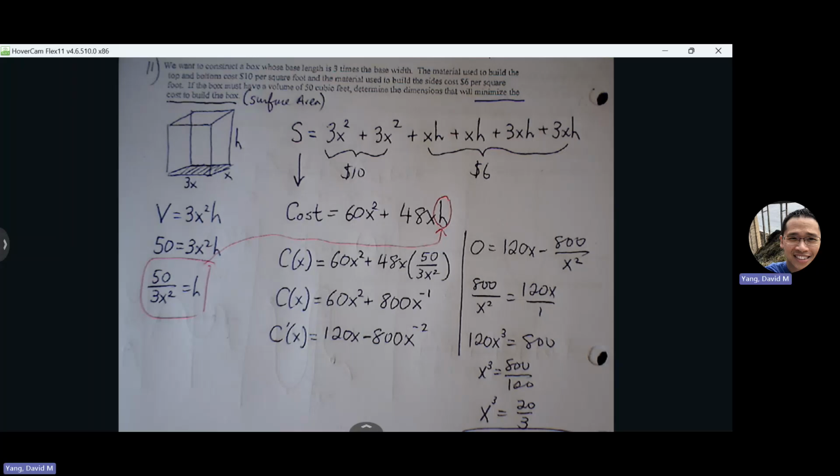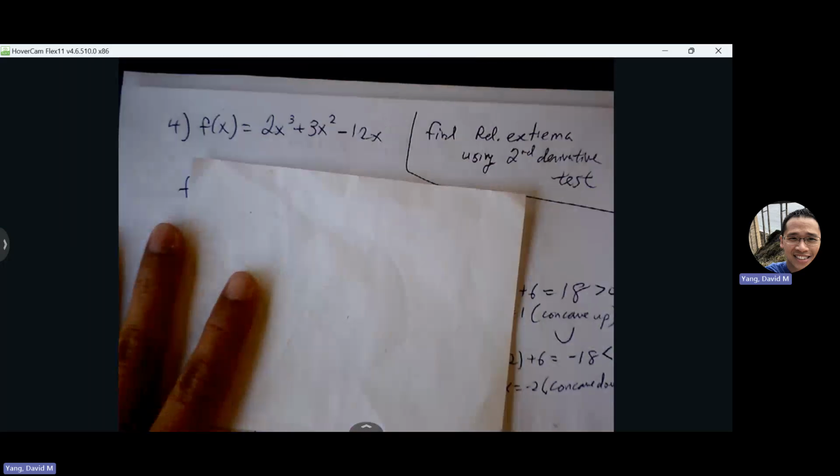Let's do a second derivative test practice problem. I did this in the morning review this morning, but if you guys can just get onto the sheet of paper and copy this problem down.